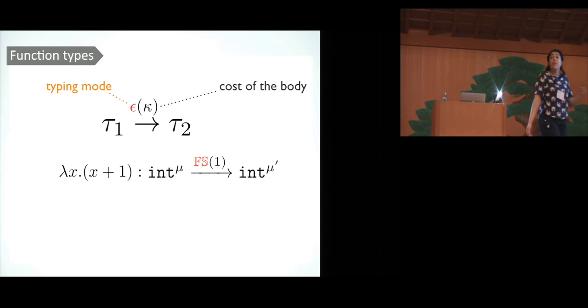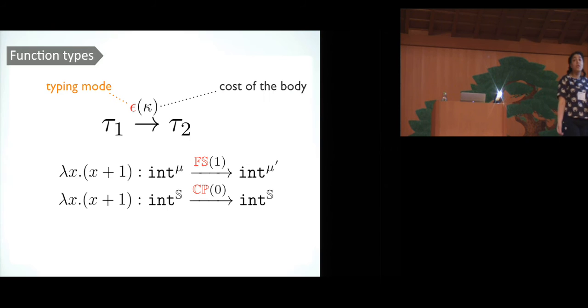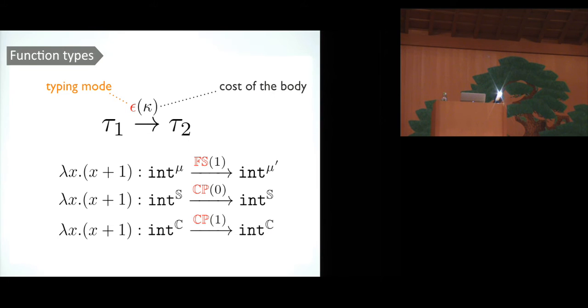If we want to do relational reasoning, we can give this function 0 change propagation cost if it takes stable inputs to stable outputs. Or dually, we can give this function 1 change propagation cost if it takes changeable inputs to changeable outputs, because here we might have to re-execute. And now let's see how these typing modes, typing annotations S and C, interact with the typing mode epsilon.